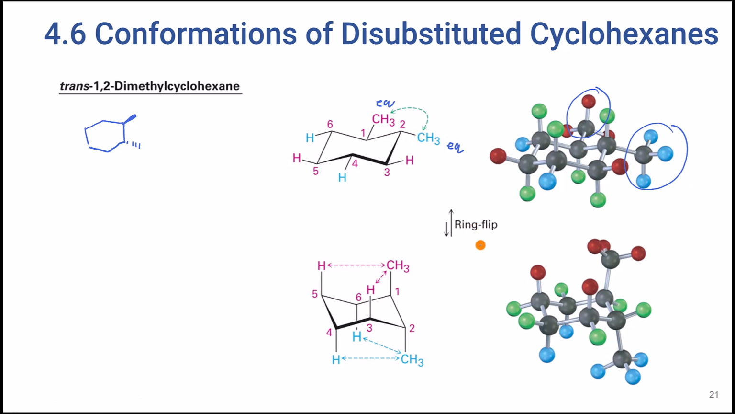But if we do the ring flip, my equatorial methyl groups become axial. And now all of a sudden, when this CH3 is rotating around, it could whack into either of these hydrogens, and the CH3 below can also whack into the hydrogens. So you can see that they're going to get into each other's space bubbles, which they don't really like. So this is the more stable version, or the preferred conformation.